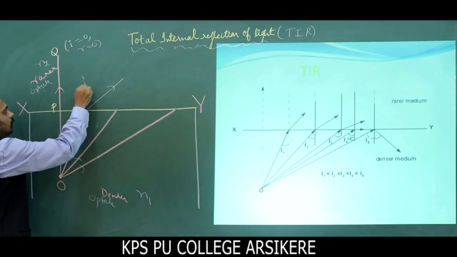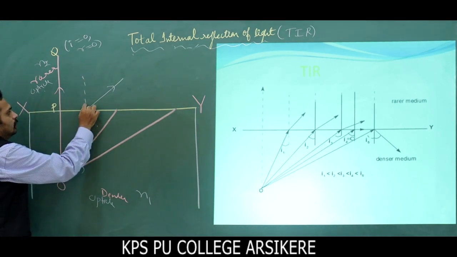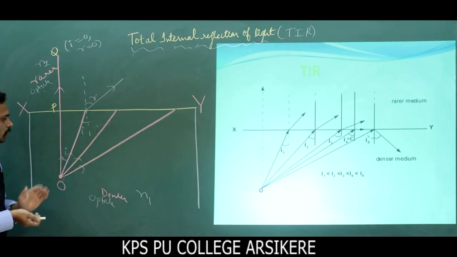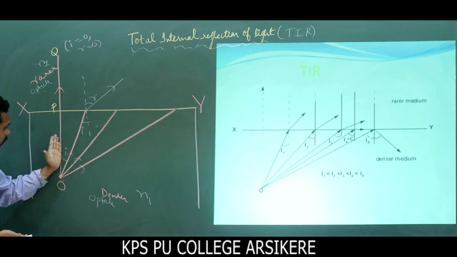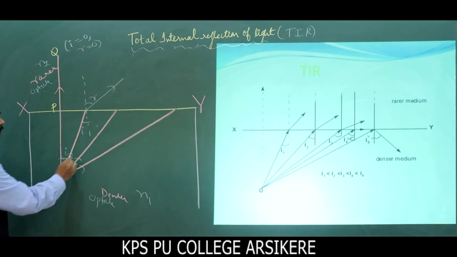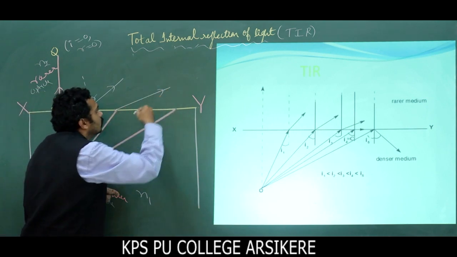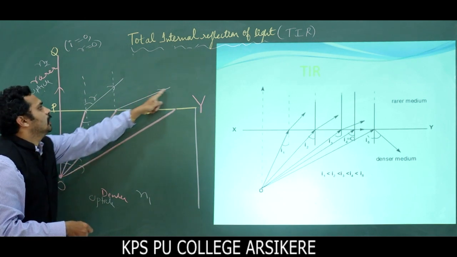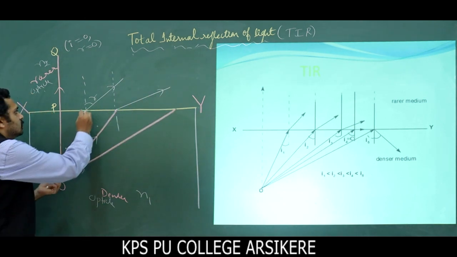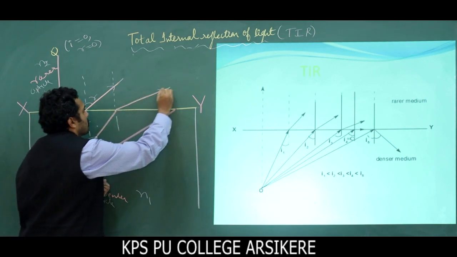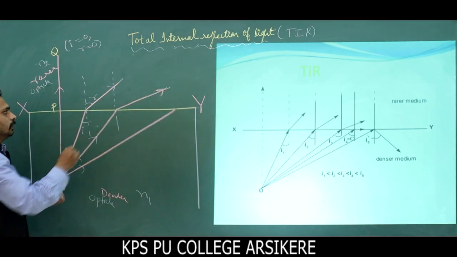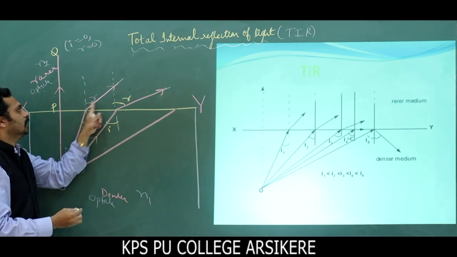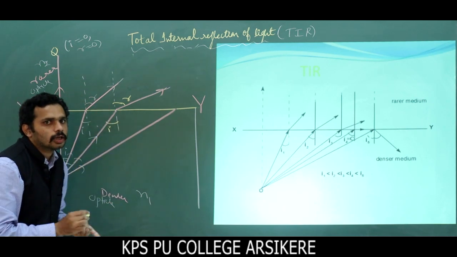Now you draw the normal. This is R, this is the angle of incidence, this is the angle of refraction. Now you increase the angle of incidence. If the angle of incidence increases, then the angle of refraction also increases. Look here. If the angle of incidence increases, the angle of refraction also increases. Got it? I increases, R also increases.